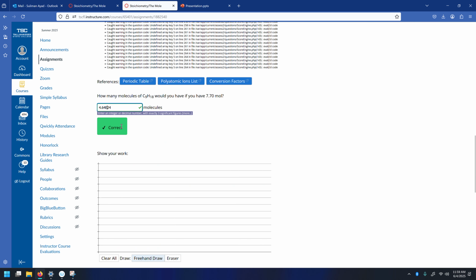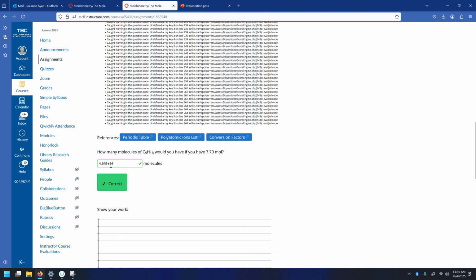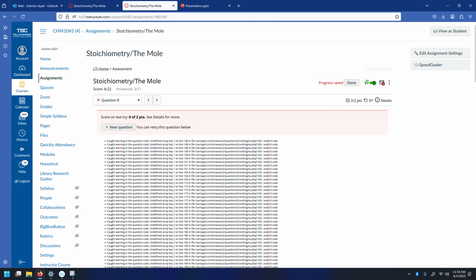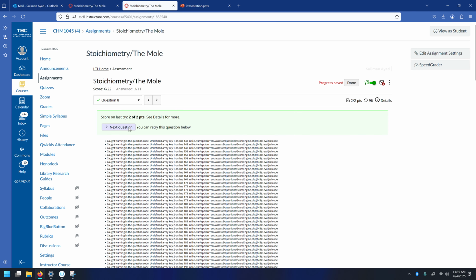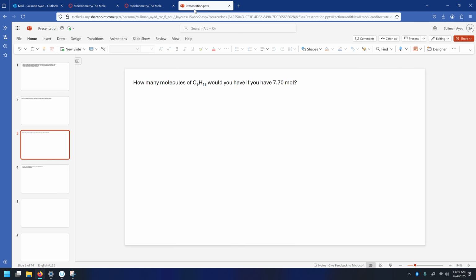You don't have to put the plus. I think it's still counted as correct if you do put the plus. But if it's negative, you obviously need to include the negative, which is wrong in this case because it's not negative, it's positive. But you will see some examples where it has to be included.